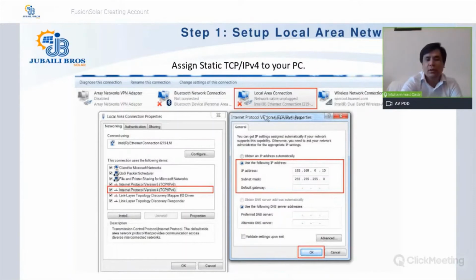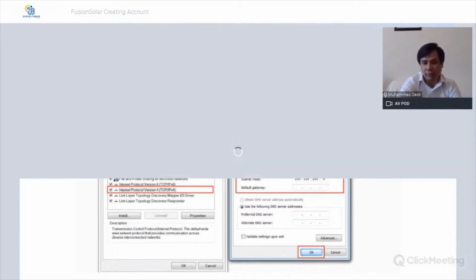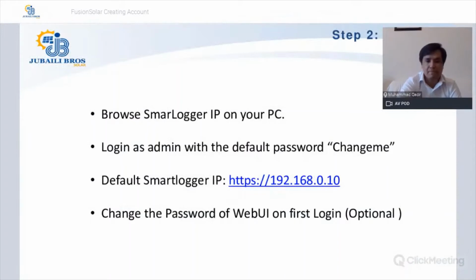You will go to the local area network setting. You will go to the IPv4 setting and provide the IP address which would be in the same range as the default IP address of the smart logger. So you will put 192.168.0.15 and the subnet mask would be 255.255.255.0, and then you click OK. Now your laptop IP address is in the same range as your smart logger.